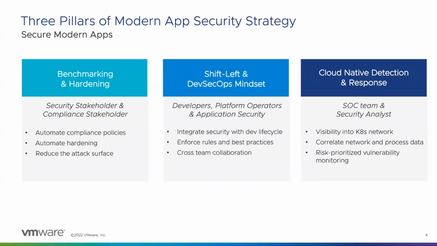So going from left to right, the first pillar we have is benchmarking and hardening. Key stakeholders are security and compliance. And this one is really focused on overall being able to reduce the attack surface. That's primarily done by incorporating automated compliance policies, which, if possible, can incorporate automated hardening rules and configurations to ensure that whether they're default weak configurations or misconfigurations are caught early on in the development process and don't make their way to production. And if they do, that they're easily reported on and bubbled up with a risk prioritized score.